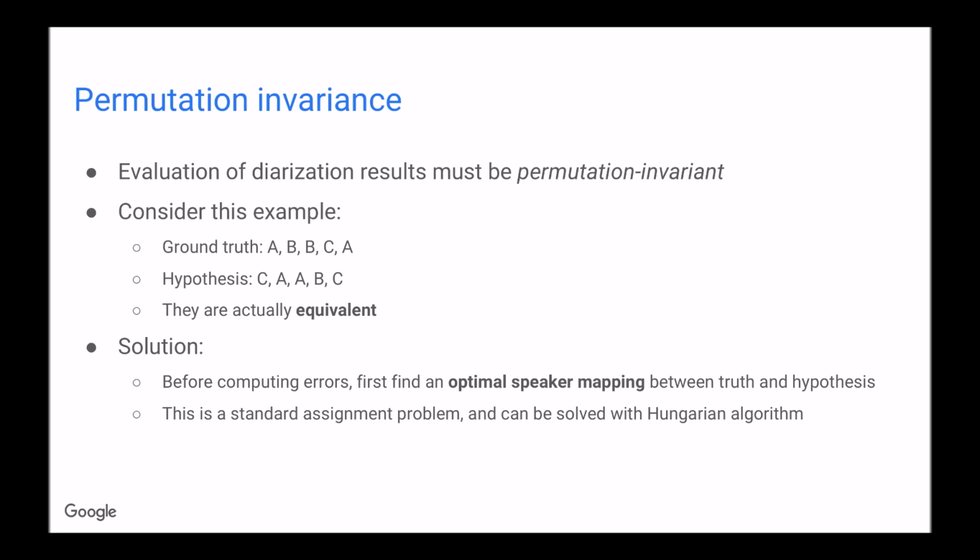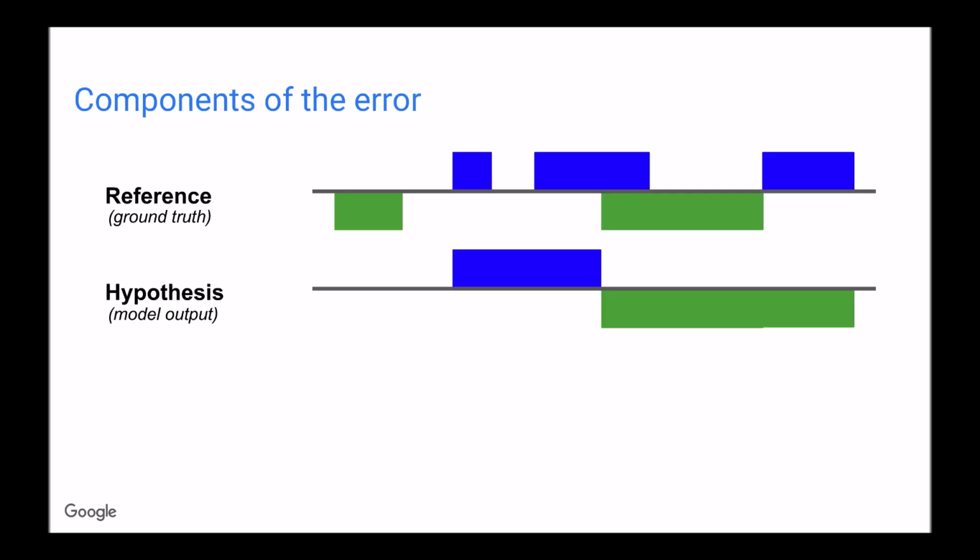The sequence of speaker labels in ground truth is A, B, B, C, A, and the sequence of speaker labels in the hypothesis is C, A, B, C. These 2 sequences are actually equivalent. We just need to map speaker A to C, B to A, and C to B. The solution to this permutation invariance is that before computing errors, we first need to find an optimal speaker mapping between the ground truth and the hypothesis. Finding this mapping is just a standard assignment problem and can be solved with the Hungarian algorithm.